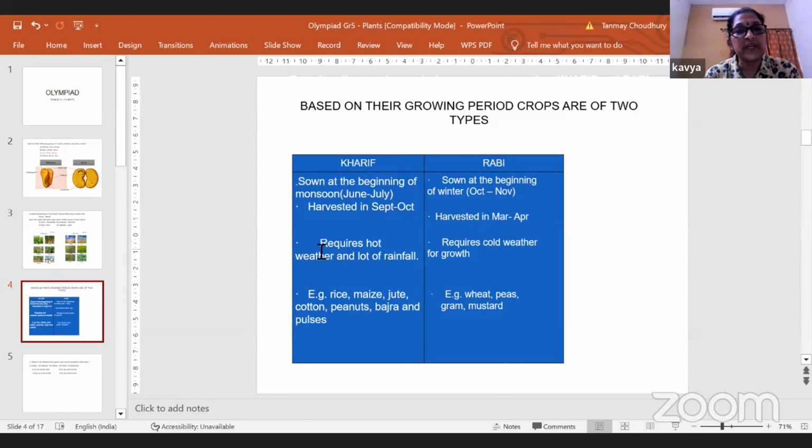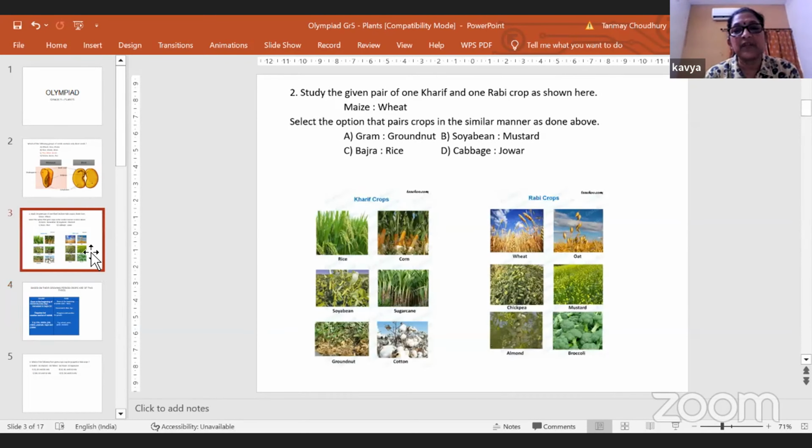Now, Kharif crops need a lot of hot weather and a lot of rainfall. Okay, like I told you, that is why it is sown in the beginning of monsoon. But Rabi crop requires cold weather. That is why it is sown in winter for growth. And these are the examples. Rice, maize. Maize is a Kharif crop. Rice, jute, cotton, peanuts, bajra, pulses. And Rabi crop, wheat, peas, gram, and mustard. Okay. These are some examples of Kharif and Rabi.